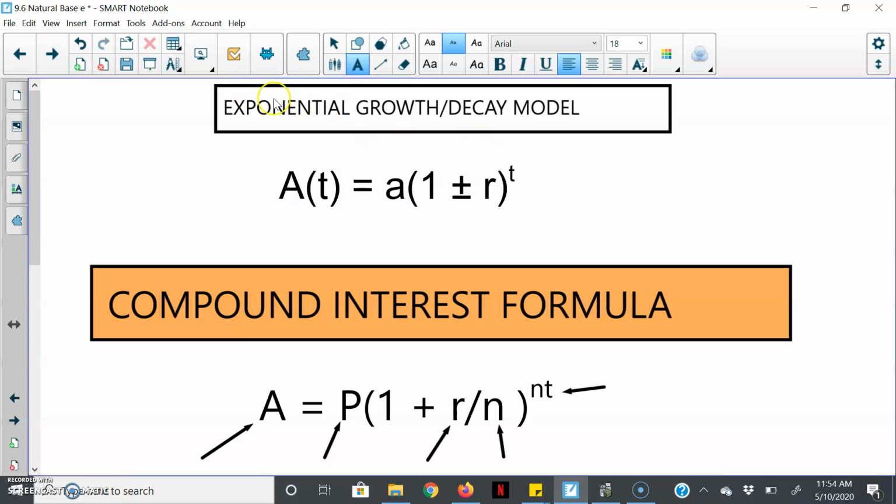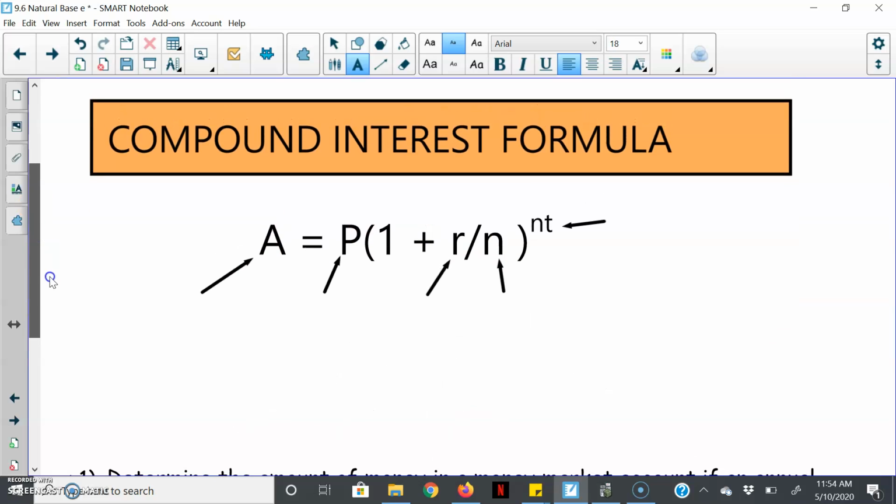So let's talk about a couple formulas. We don't really need to know about this. We're going to focus more on this formula right here, the compound interest formula, which is a better version of that formula I just had up on the screen.